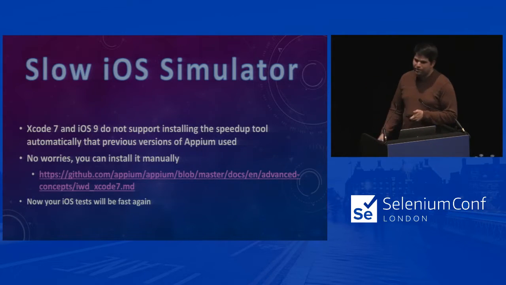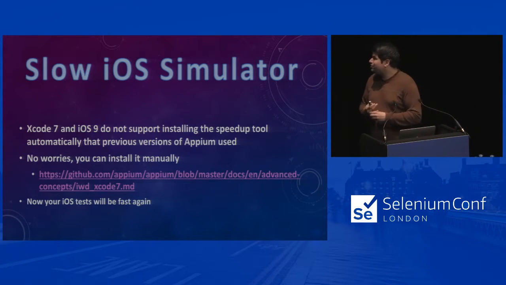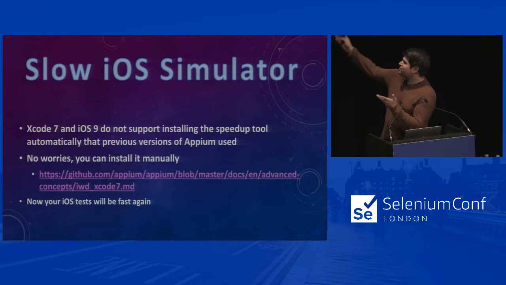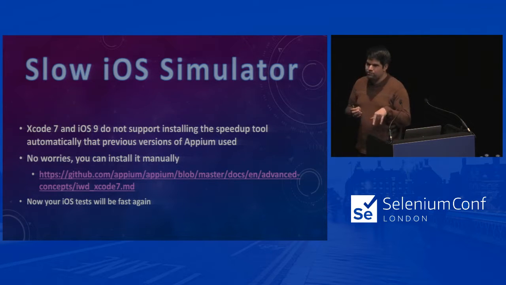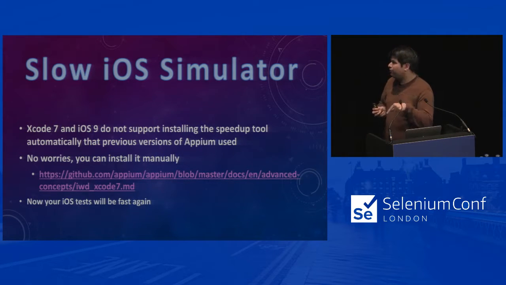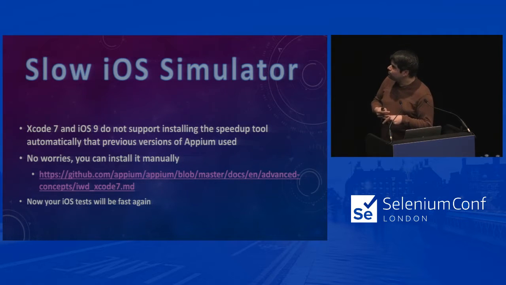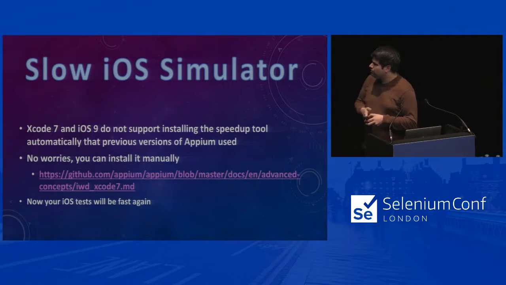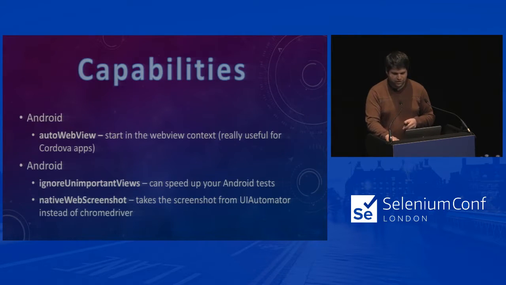Another interesting quirk of the iOS simulator is that we can no longer automatically build the cool speed-up tool we used to build automatically. Here are directions on how to build it manually if you want your iOS tests to run at faster speed. I'm not sure if in XCUITest we need this, but if you're using the older framework on iOS 9, you'll definitely need to do this speed-up. It's pretty simple. It's like 2 or 3 lines of code to run it. Check that out. I wanted to leave a few minutes for questions.